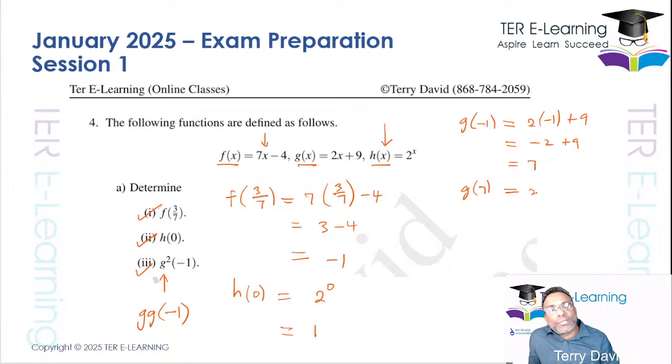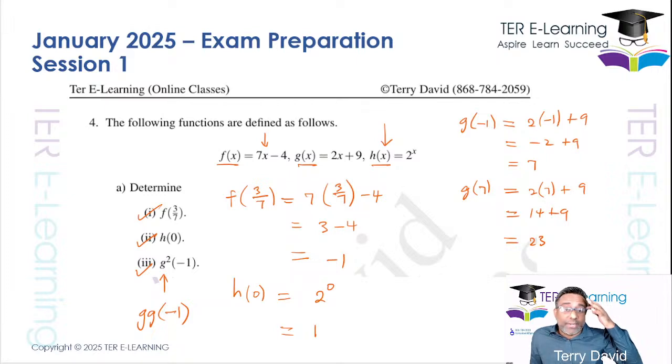And that's going to be 2 by 7 plus 9. So that's going to be 2 7s are 14 plus 9, and that's going to give me 23. So what I've done here is work out g of g of -1. It is a composite function, so be careful how you're working this out here. So that is A part 1 and part 2.